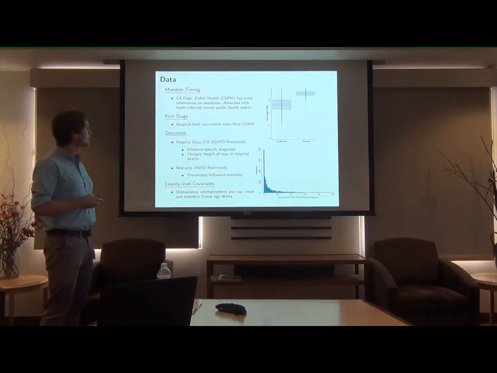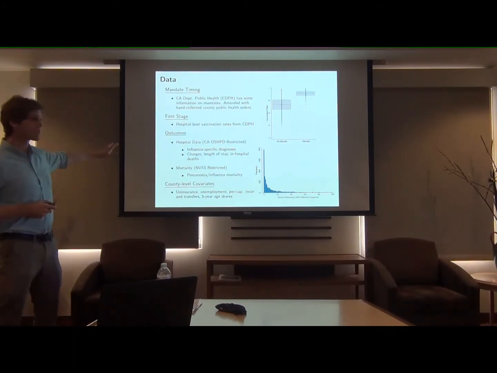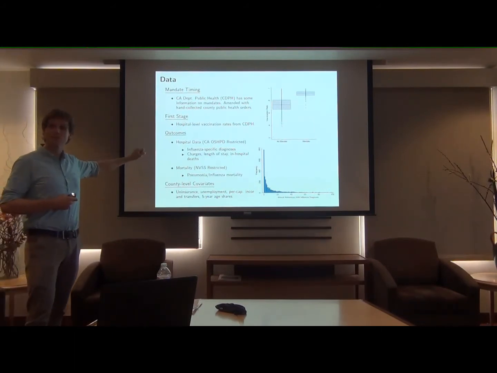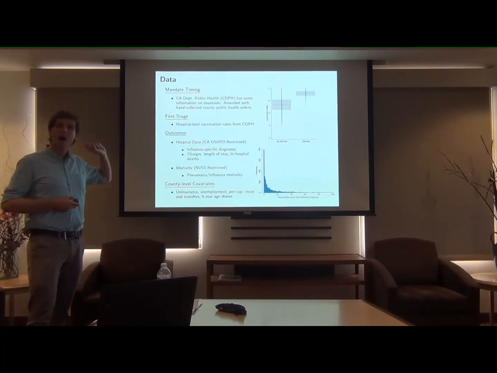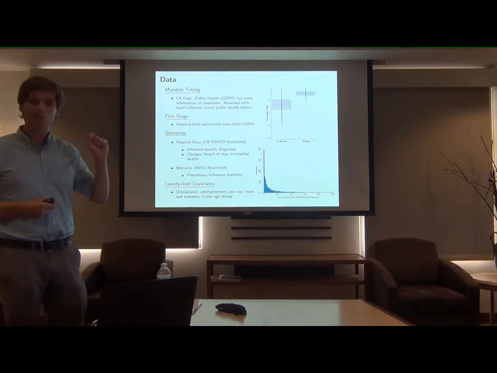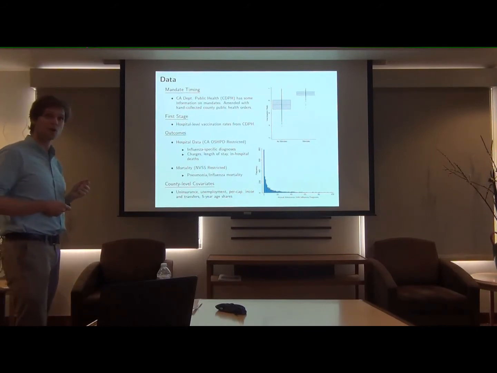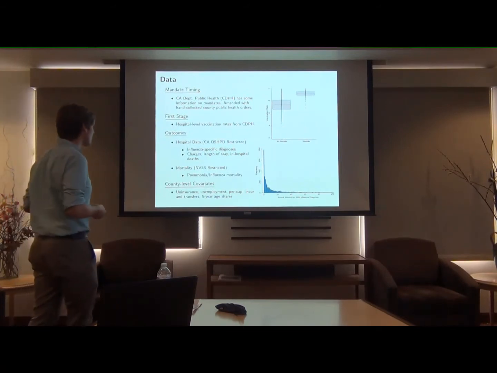The main outcome is going to come from the California Office of Statewide Health Planning and Development. This is going to be the universe of hospitalizations and emergency department visits in California. I'm going to be looking mostly at influenza-specific diagnoses. Unlike the mortality data, influenza is diagnosed quite regularly as a specific cause of admission. I can also look at pneumonia and influenza, but I'm going to lose a lot of power when I do that, rather than looking at the more specific outcome.